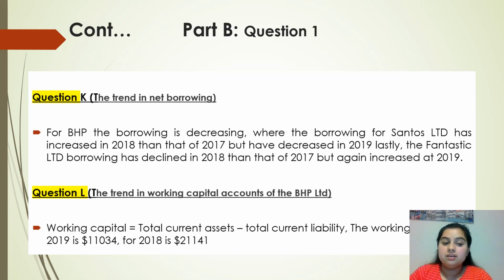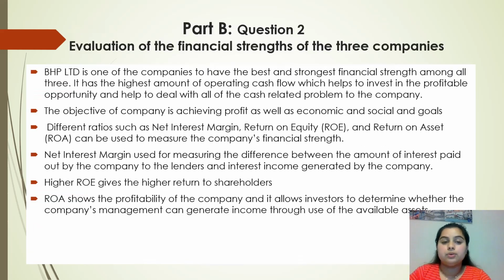Next is question L, which is about the trend in working capital accounts of BHP Limited. Working capital equals total current assets minus total current liabilities. The working capital in 2018 is $11,034, and for 2019 it is 21,141.